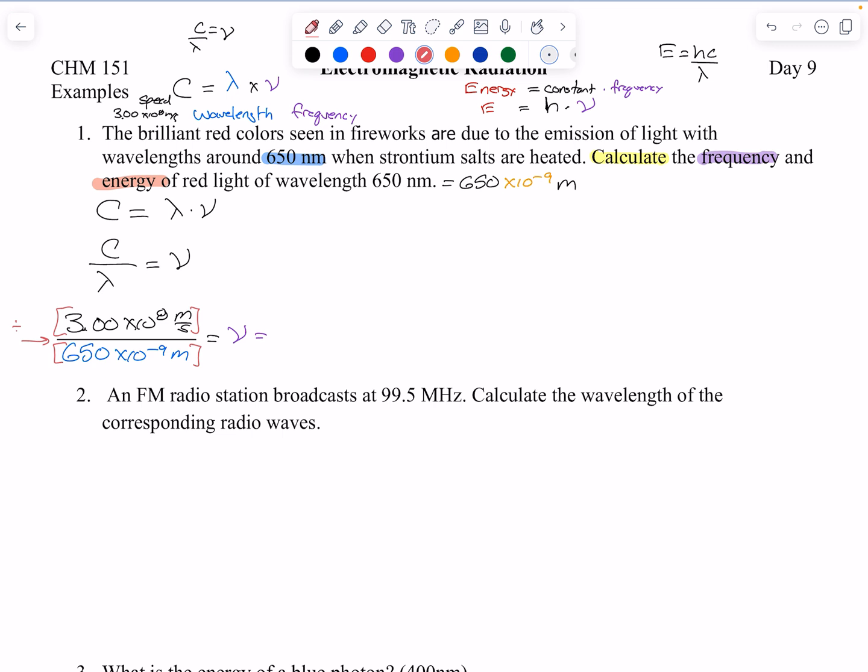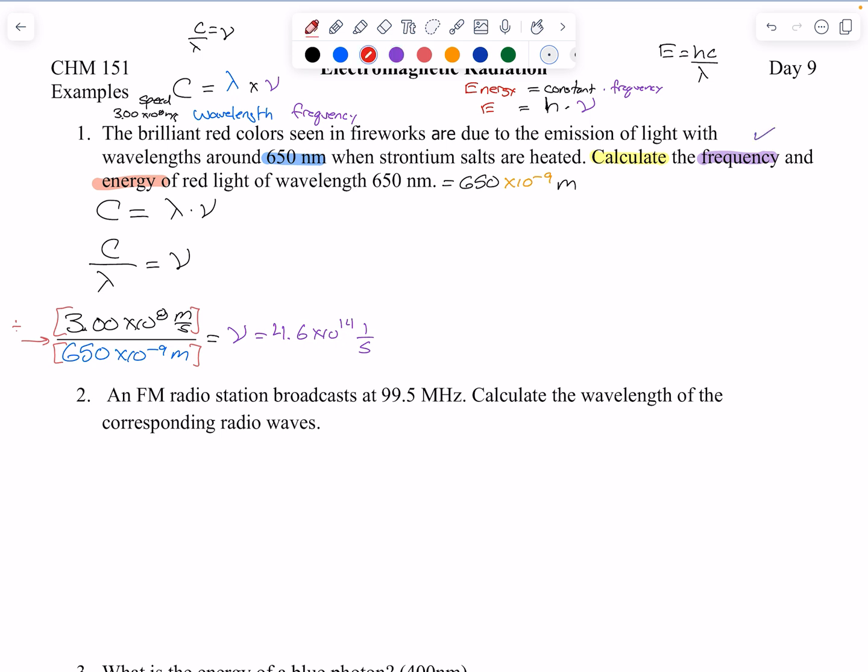And in this case, the correct answer, with 2 sig figs, is 4.6 times 10 to the 14th, 1 over seconds. Because when this is negative 9, we're dividing, it's the same thing if we bring the 9 up and multiply, it'd be 8 and a 9. It becomes positive 9. And so that's why we have a positive exponent. That's very important. Now that's only halfway done. That's the first problem. That's the frequency.